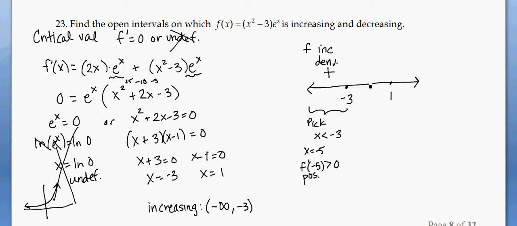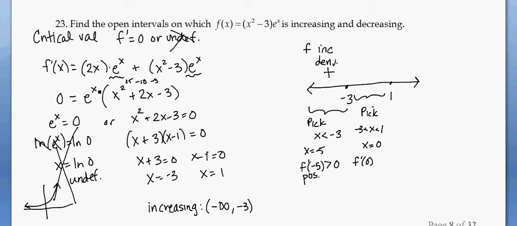Okay, now we pick some point between -3 and 1. So let's say 0. That's an easy one. Okay, we put it back in. What is the derivative at 0?